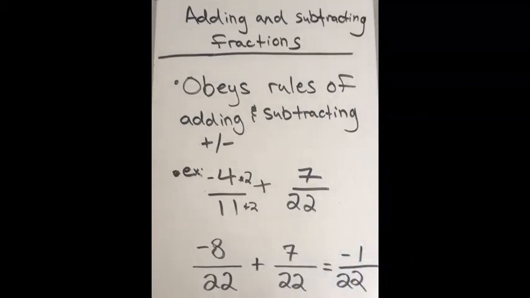Now you can leave the negative on top like that, or you can put it in front like this, either or. But your answer is going to have a negative because there are more negative pieces than positive pieces. So the same rules apply when we're adding and subtracting our positive and negative integers.